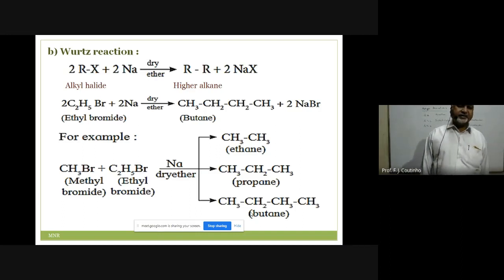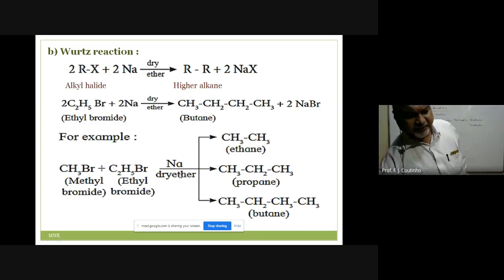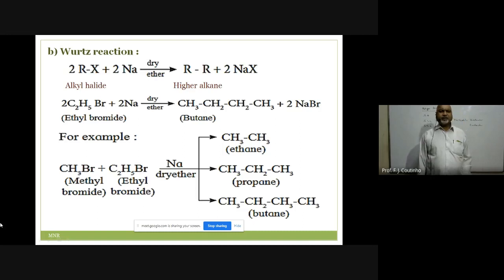Here alkyl halide treated with 2 molecules of sodium in the presence of dry ether gives a higher member of alkane, that is R-R, an alkane, and 2 molecules of sodium halide. Here the example is ethyl bromide, taken 2 molecules in excess. Take excess of sodium in the presence of dry ether, and you get a higher member of alkane, that is butane. So you start with ethyl bromide and end up with butane and 2 molecules of sodium bromide.